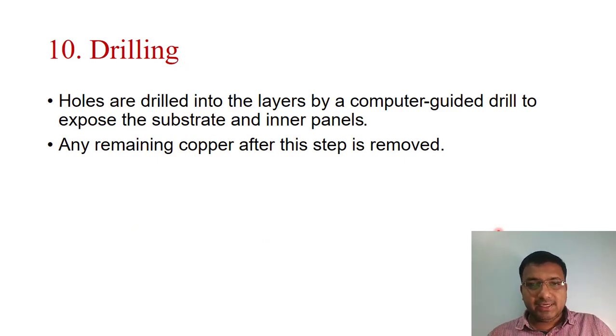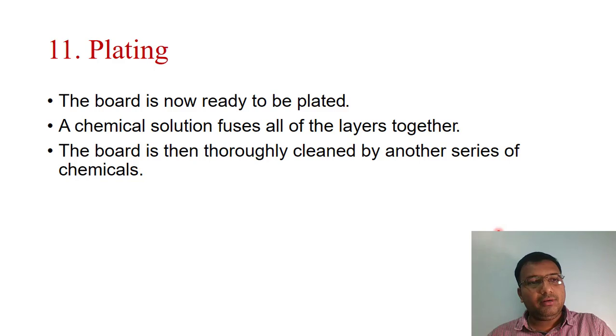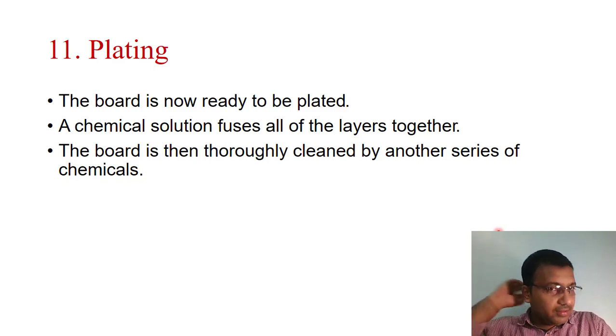Then the next point is the drilling. The holes are drilled into layers by a computer-guided drill to expose the substrate to the inner panels, and then any remaining copper after these steps is removed again. So drilling is a normal process again. Auto CNC machines will drill each particular point with a drill point. I will show you what the drill file is and all.